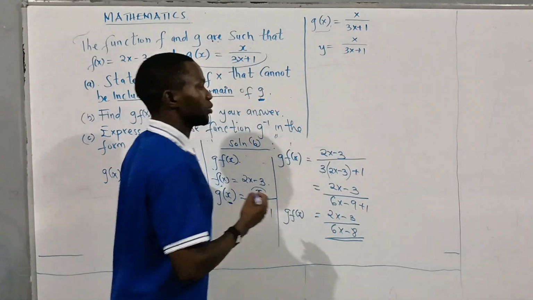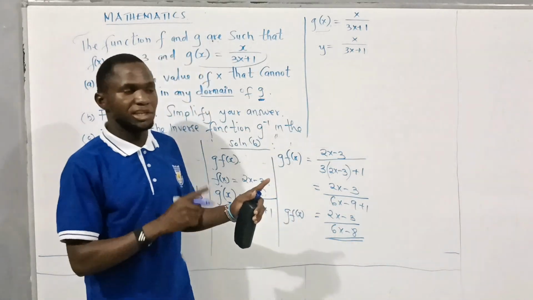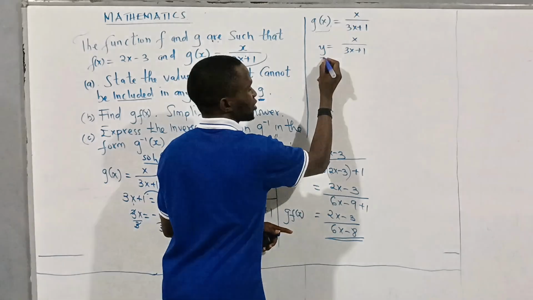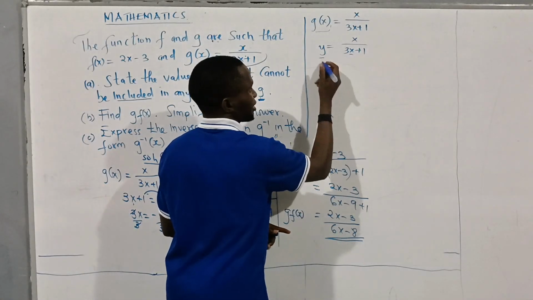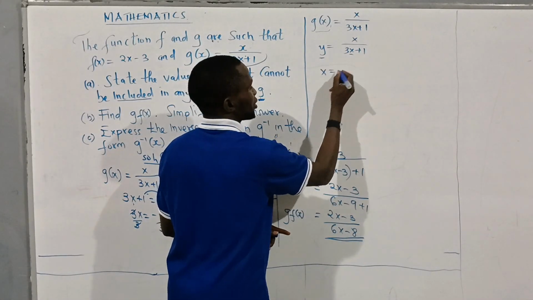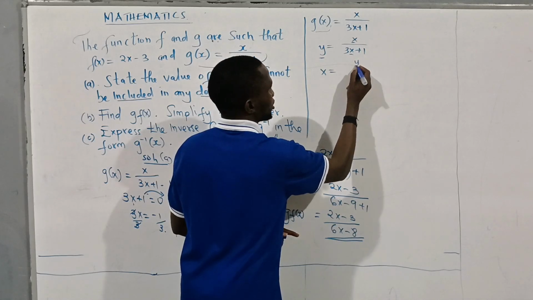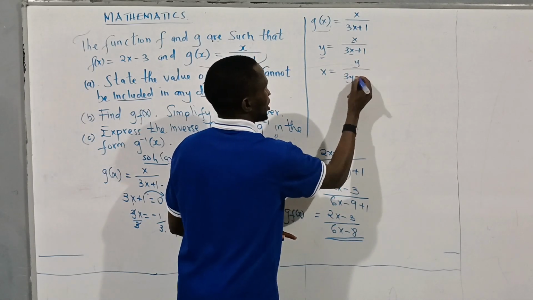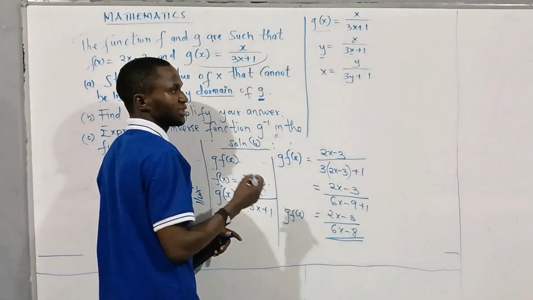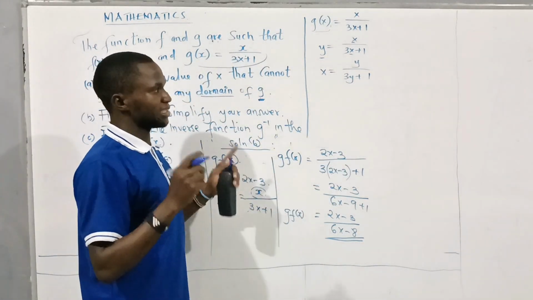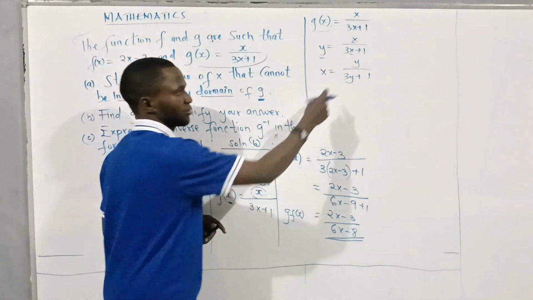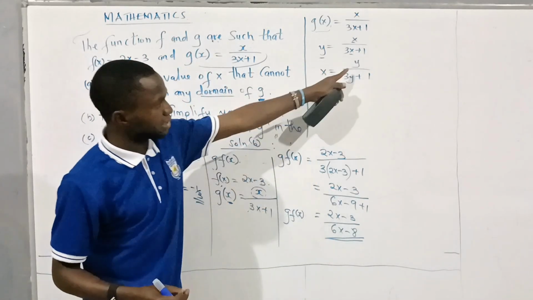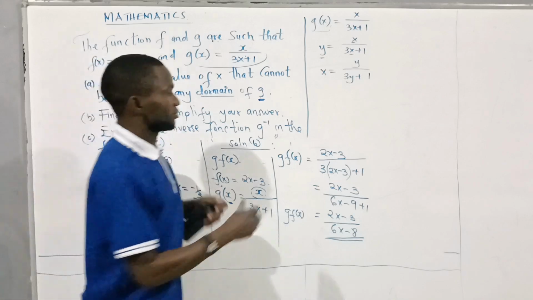The second step was you change any x to y, and any y to x. So x is equal to y over 3y plus 1. Where there is x, you substitute with y, and where there is y, substitute with x. Then you make y the subject of the formula. Remember formula variation? Changing the subject of a formula. So we want just to make y the subject of the formula.